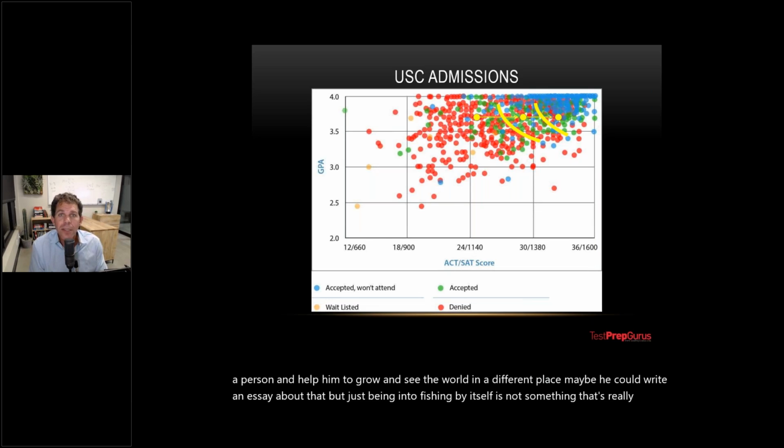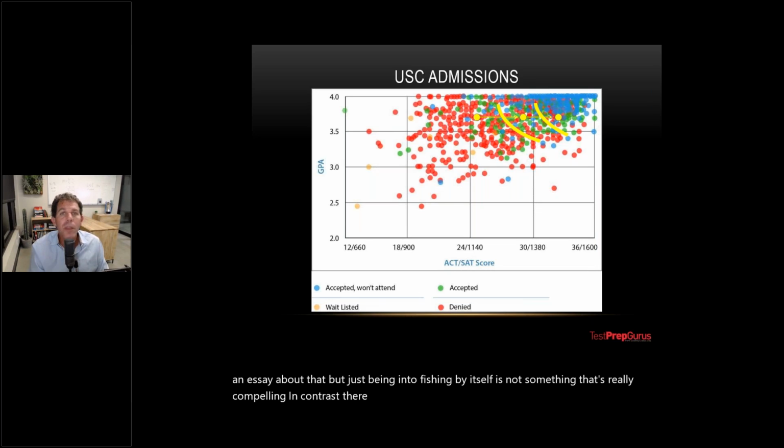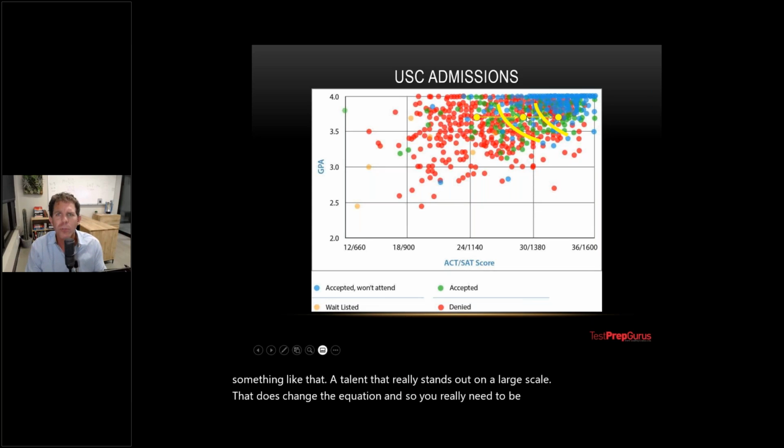In contrast, we've seen plenty of parents say, hey, my student is a nationally renowned violinist. Is that going to make them stand out? Yeah, something like that, a talent that really stands out on a large scale, does change the equation. It really needs to be something special that pulls your application up.